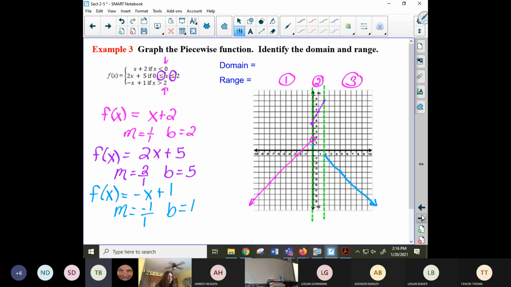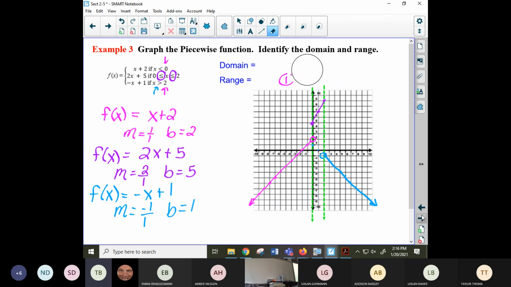And I have to decide if this point right here should be open or closed. Open. It's supposed to be open because that is just greater than. So just make a big circle there. Okay. Now we have to do the domain and range. So again, your domain is just going to be all real numbers. And your range, you want to look at what y values are covered.